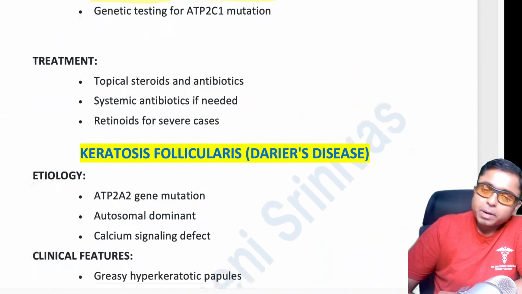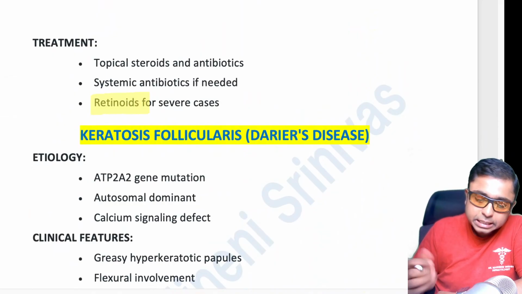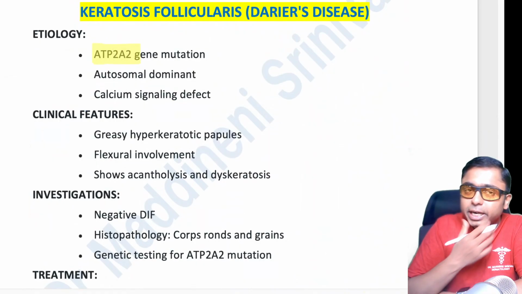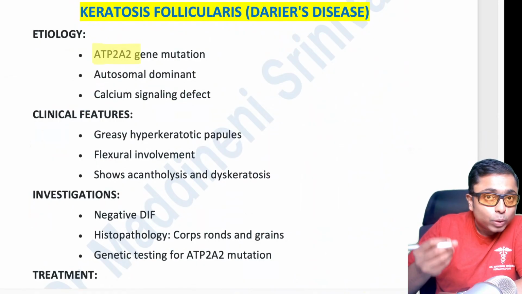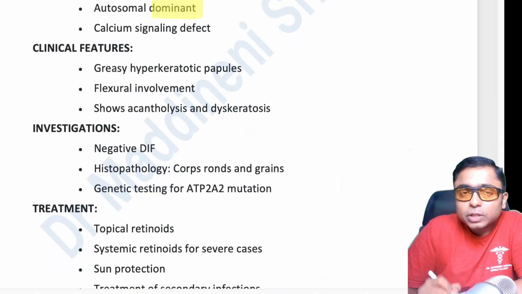Okay. In the treatment part, remember we are going to mainly use the retinoids if the condition is severe. Next is keratosis follicularis. It is also a genetic mutation, ATP2A2, and it is dominant, so everything is the same except for the clinical features.